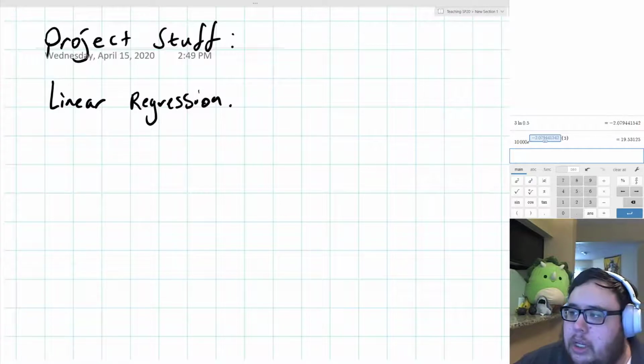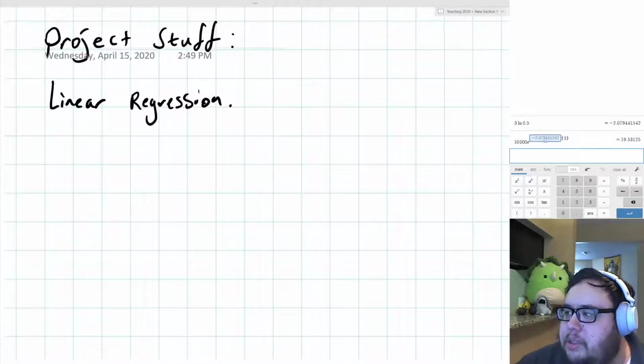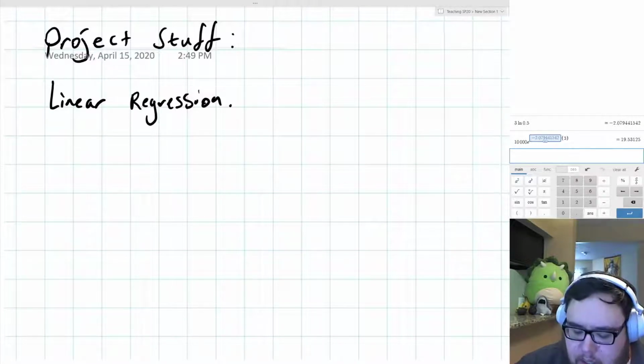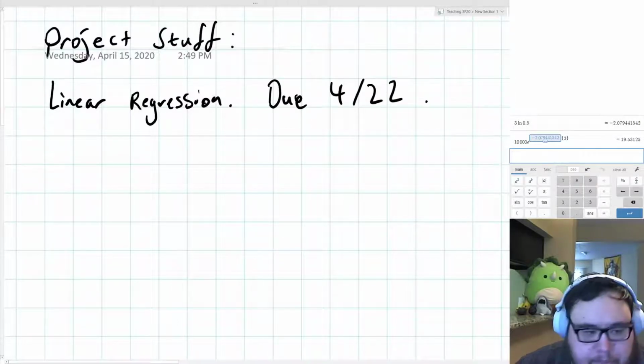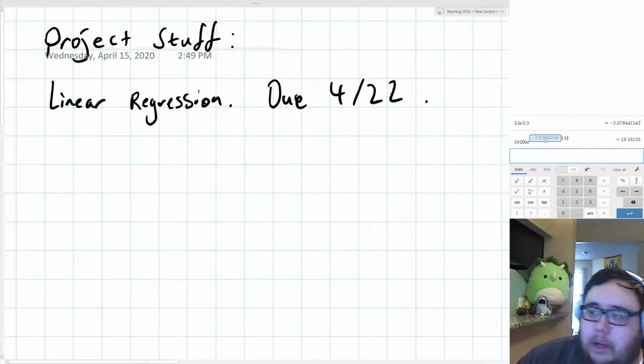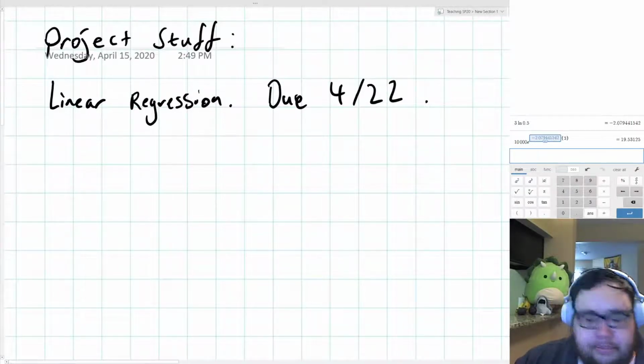I don't think I'm going to move the due date on this. This task is actually not that difficult. There's not that much to it. Once you have your data in hand, it's just a matter of accumulating that data, right? So I'm still going to have it due next Wednesday, the 22nd of April. And I'll throw up a Dropbox for that.